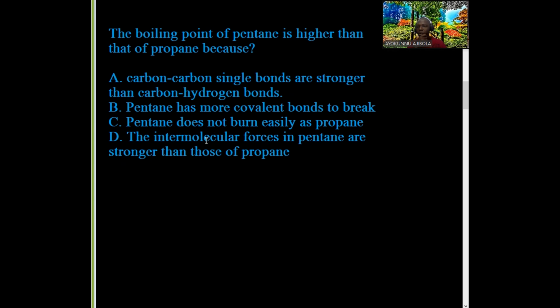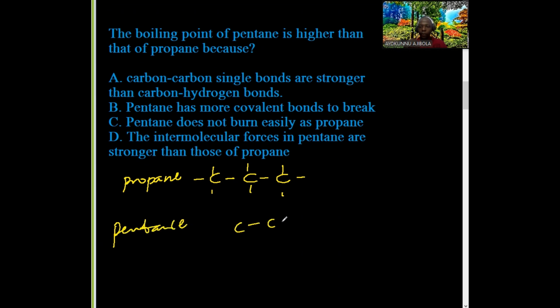For D, okay. D: the intermolecular forces in pentane are stronger than that of propane. We cannot really talk about intermolecular forces being the cause, because if they are in the same homologous series, then they have almost the same intermolecular force, okay? Because propane and pentane are in the alkane series, right? So propane is the third member, which has 3 carbons and 8 hydrogens. Then pentane, how many carbons? Five. Then how many hydrogens?